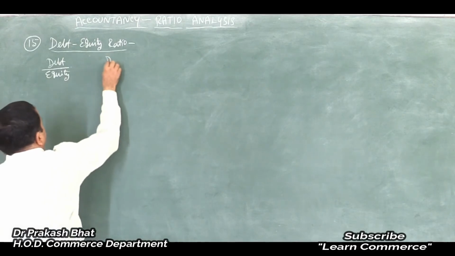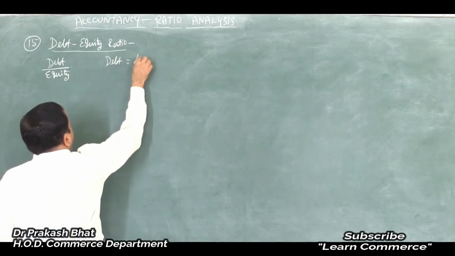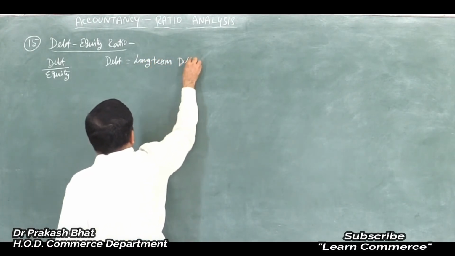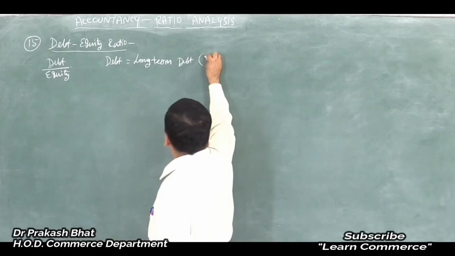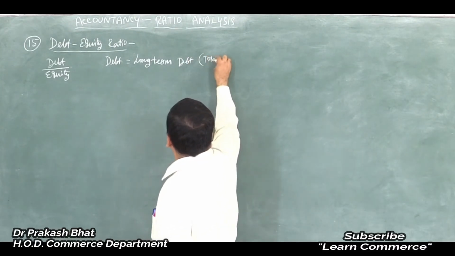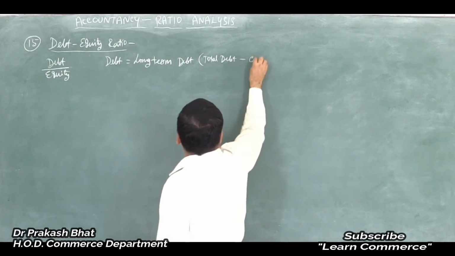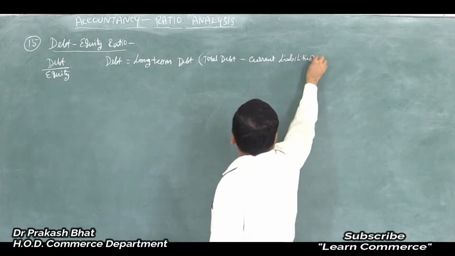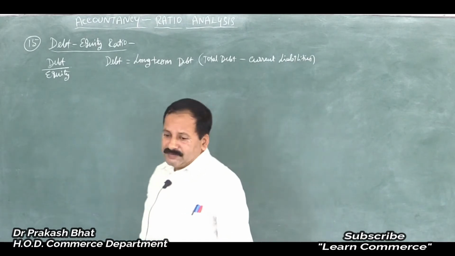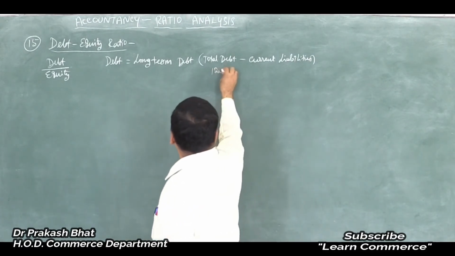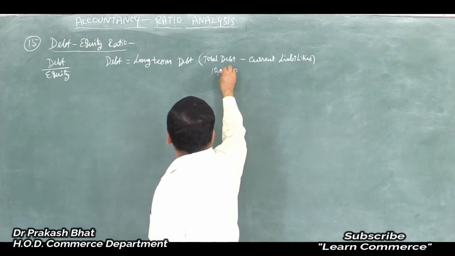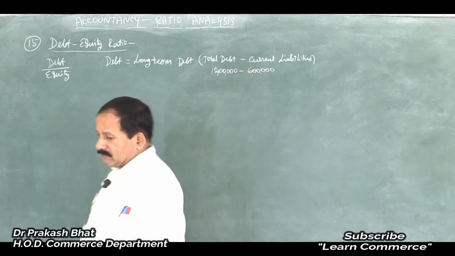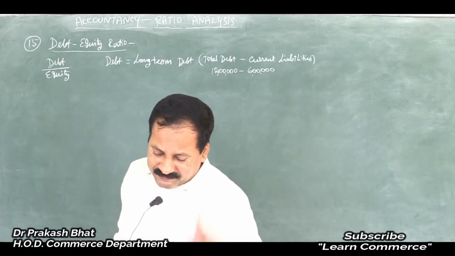So debt means long term debt, which is nothing but total debt minus current liabilities. So it will be 12 lakh minus 6 lakh. So that is the debt.